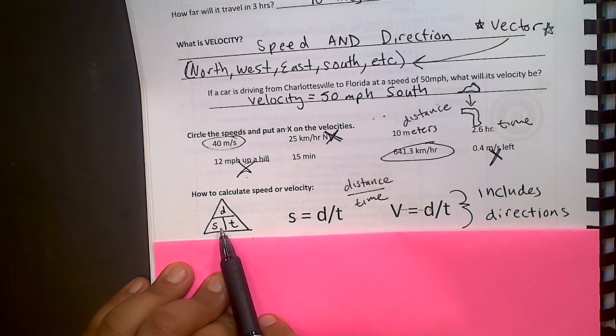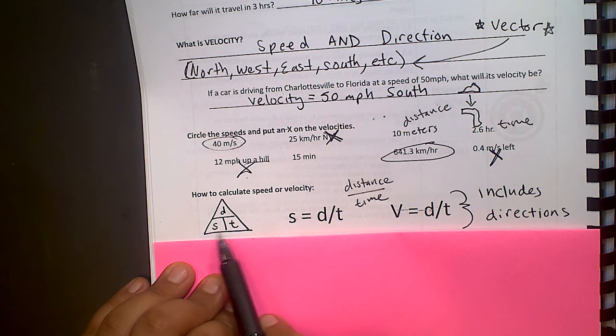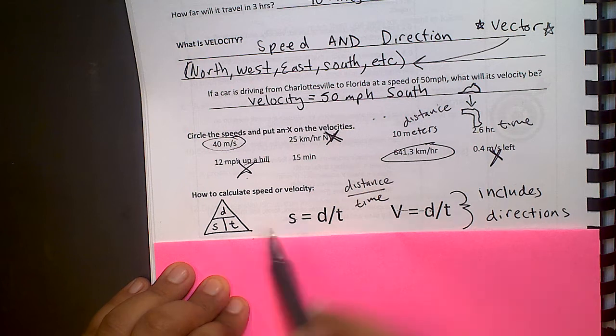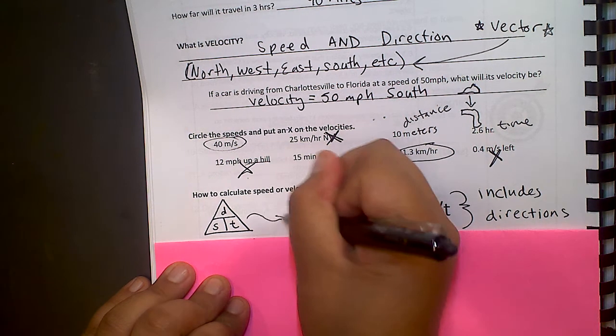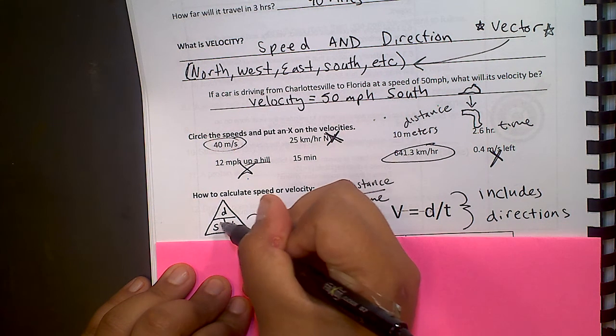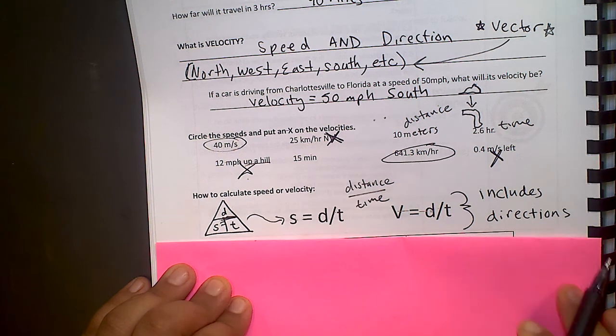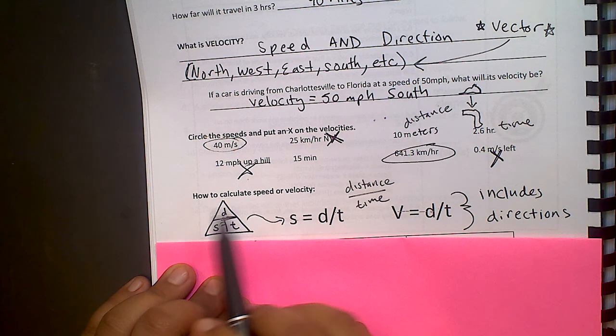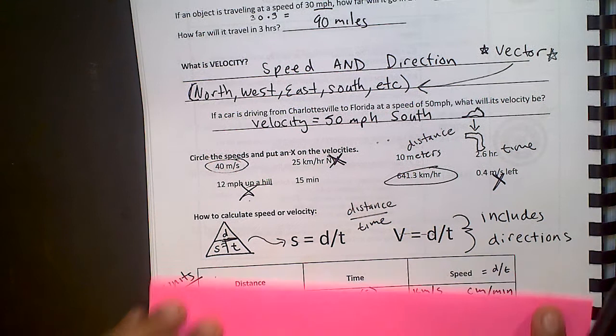And we're going to be practicing using this chart, the little triangle chart, to help us remember the formula. So you can think of this as the same thing as that, because S is equal to d over t, like that. And it's going to come in handy when we have to do harder problems.